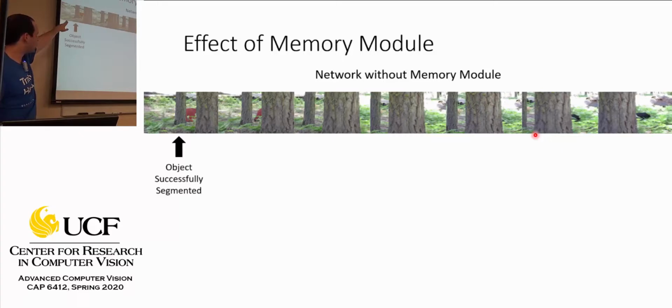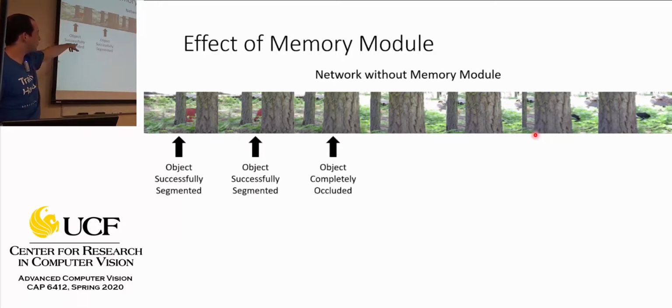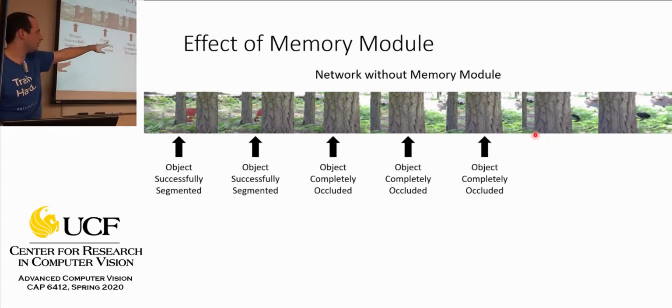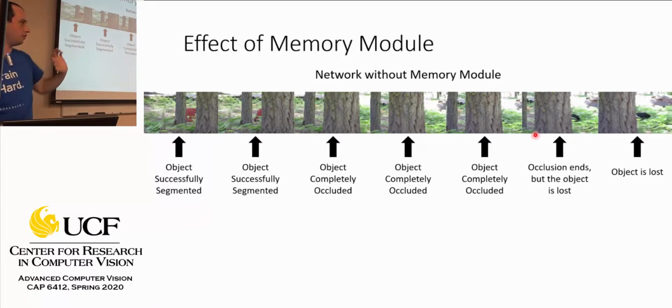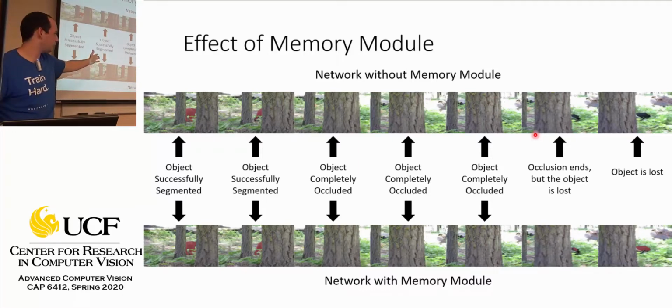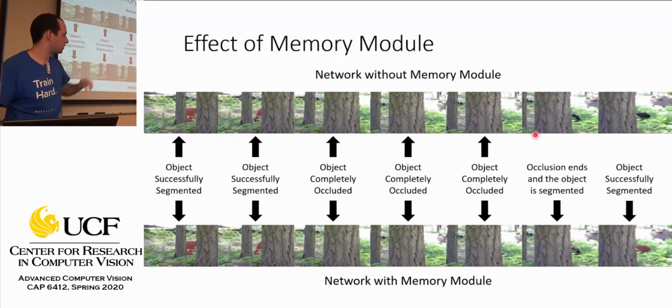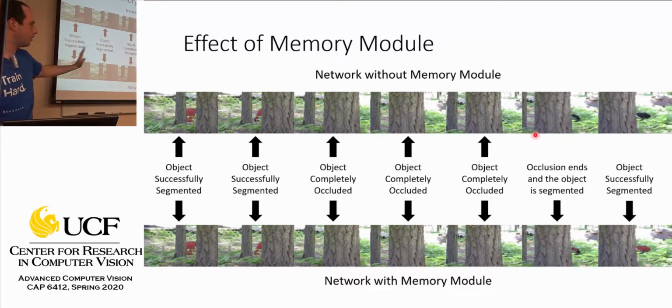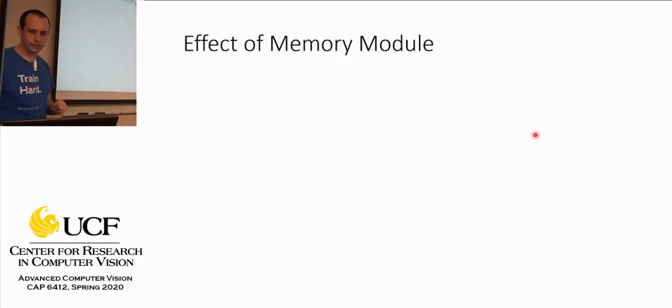Another example of occlusion occurring. We want to segment that bear. The bear goes behind the tree for about a second in the video, which is a rather long time. And when it reemerges, the network completely loses the object. But with the memory module, it's able to remember what the bear looks like, and it is successfully segmented even after a very long occlusion like that.